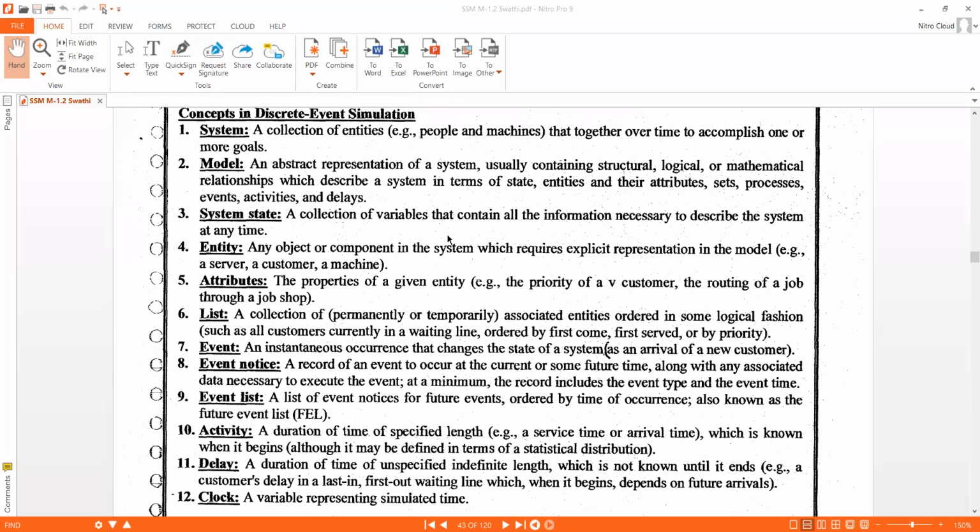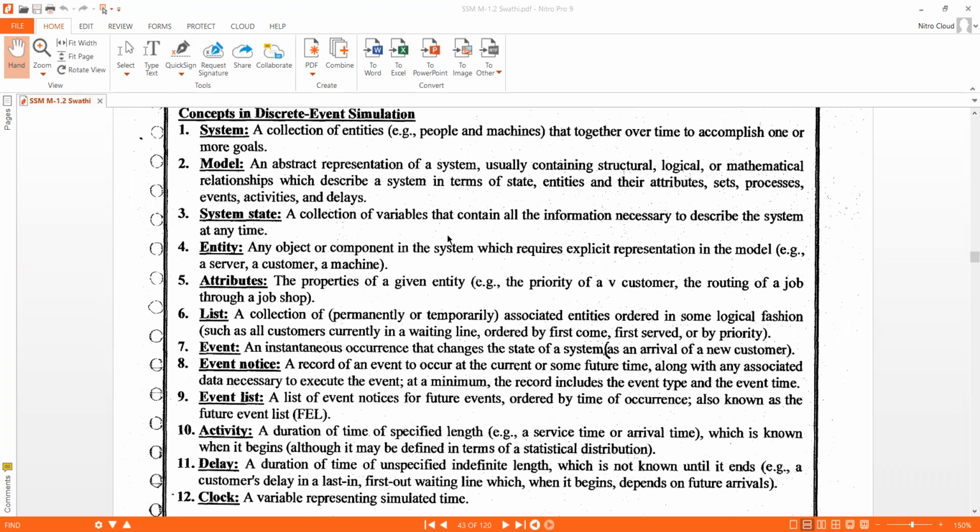Next concept is system state. System state is a collection of variables that contain all the information necessary to describe the system at any time. It's a collection of variables that contain the information necessary to describe the system at any point of time, and that is called system state. Understood, right?